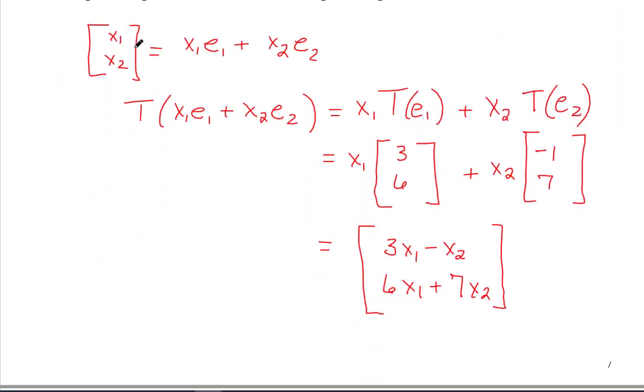Similarly, what happens to x1, x2, a general vector x in R2? Well, that's writable as x1 e1 plus x2 e2. And so T of each of these, again, because it's linear, is T of each one. Scalars come out, and so it's x1 times the first image plus x2 times the second image. So fairly straightforward.